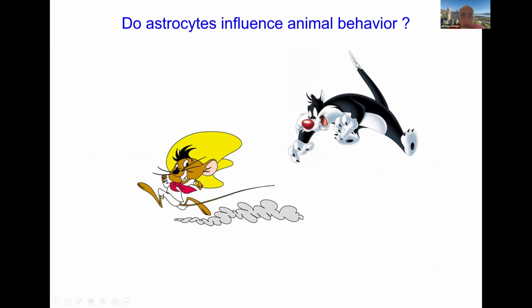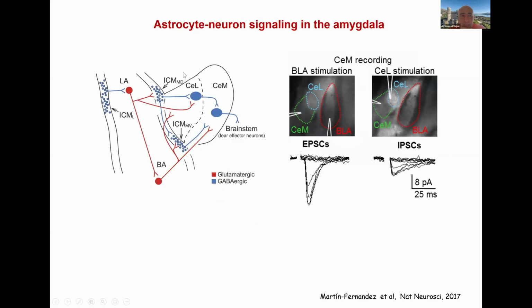Now, another type of work that we're doing in the lab is to test what is the effect of this synaptic regulation by astrocytes on animal behavior. We wonder whether what we're doing actually impacts animal behavior. And for that, we studied, and we are continuing to study, the role of astrocytes in synaptic transmission in the amygdala.